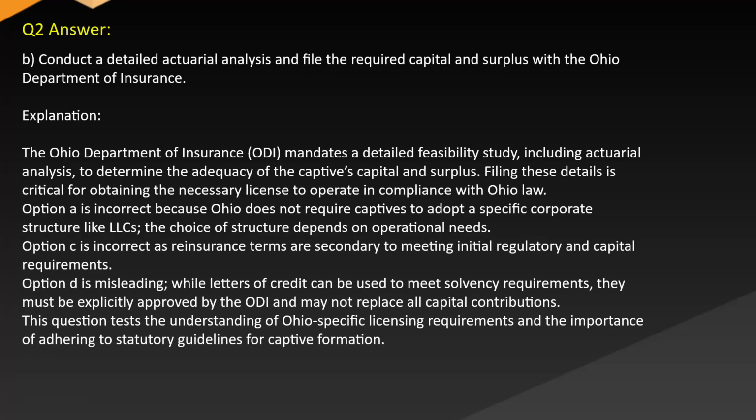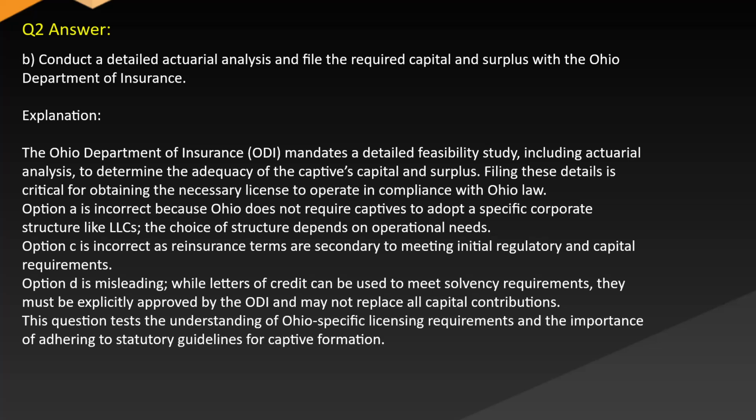Answer: B. Conduct a detailed actuarial analysis and file the required capital and surplus with the Ohio Department of Insurance. Explanation: the Ohio Department of Insurance (ODI) mandates a detailed feasibility study including actuarial analysis to determine the adequacy of the captive's capital and surplus. Filing these details is critical for obtaining the necessary license to operate in compliance with Ohio law.